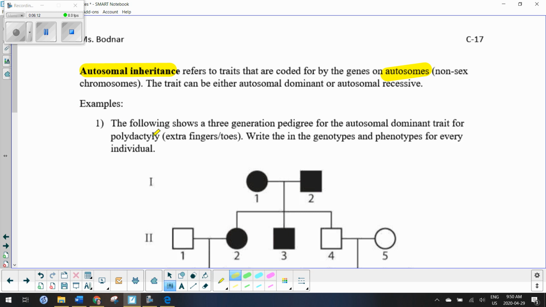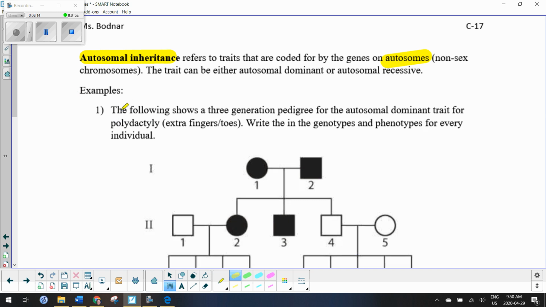So, examples. I'm not going to go through all of these in detail, and I'm going to give you a practice sheet that I want you to practice. I'll post the answer key so that you can make sure you're doing it right.